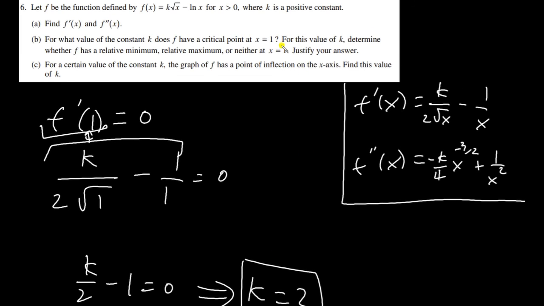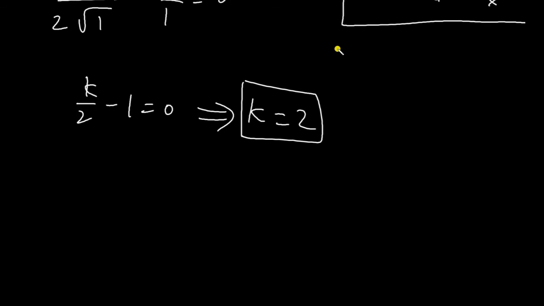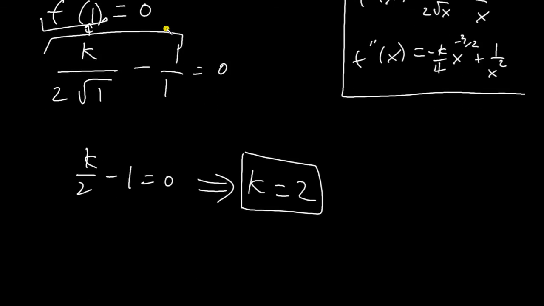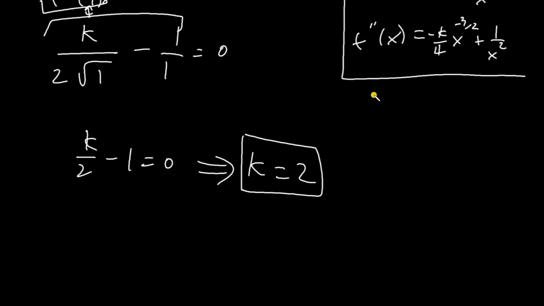And they also want us to say, for this value of k, determine whether f has a relative minimum, maximum, or neither at x equals 1. Justify your answer, okay? So to determine whether we have a relative minimum, maximum, or neither, we're going to pull in the second derivative test, okay? Second derivative test says we plug in these numbers into the second derivative and then see what happens to the sign of the answer. Whether it's positive or negative, we'll determine whether we have a maximum or minimum. If the second derivative comes out to be equal to 0, then we have no clue.